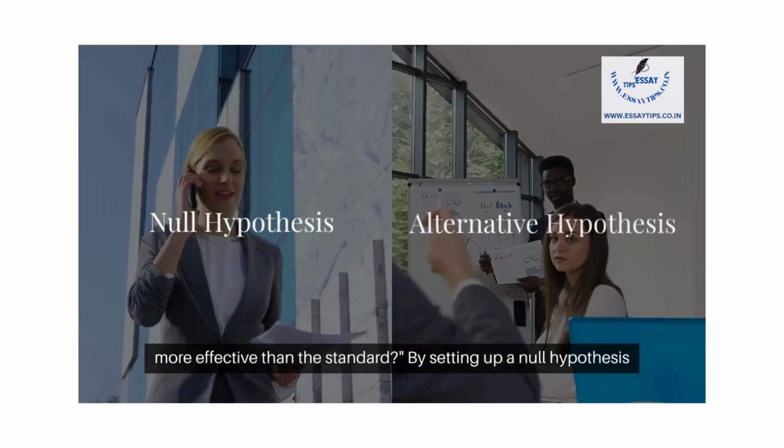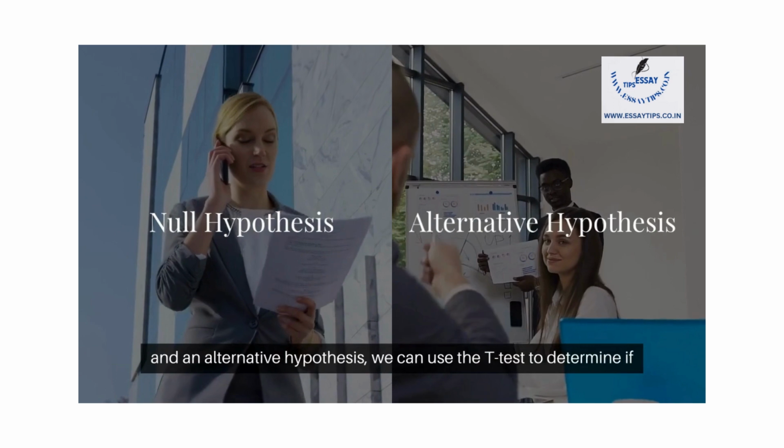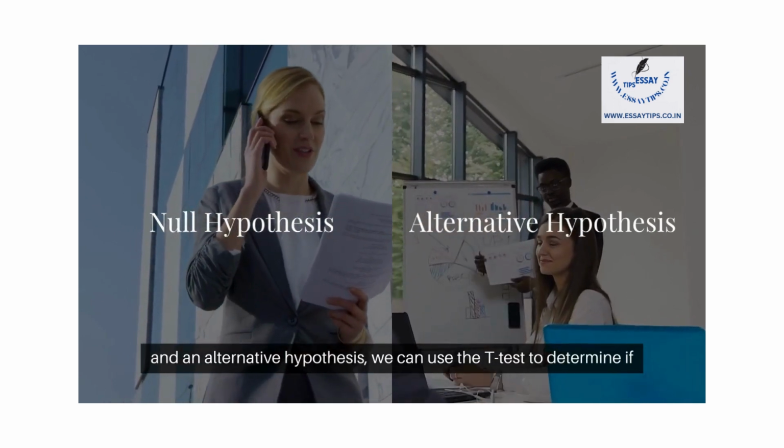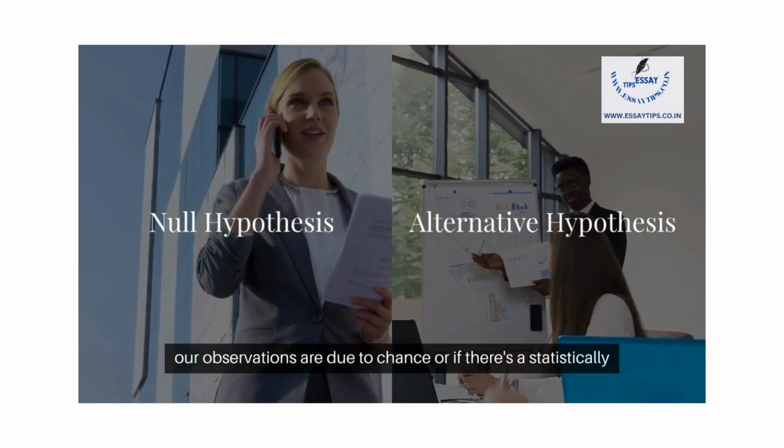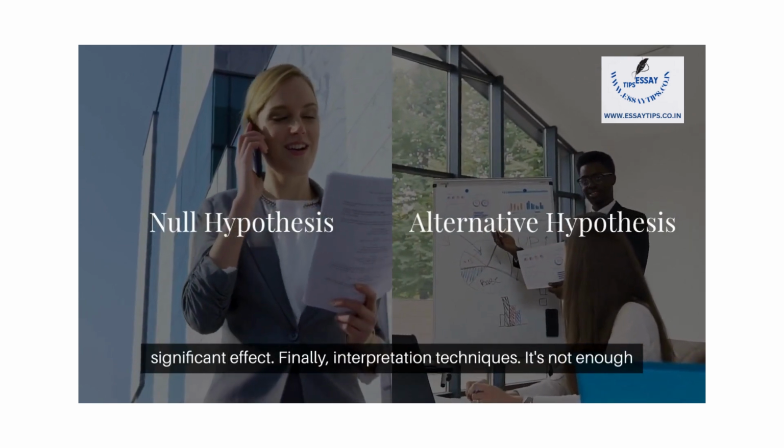By setting up a null hypothesis and an alternative hypothesis, we can use the T-test to determine if our observations are due to chance or if there's a statistically significant effect.